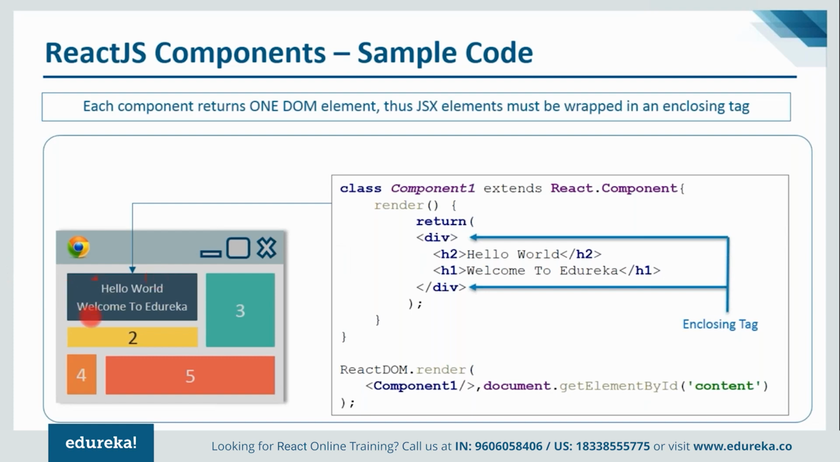Supposing I want to print hello world and welcome to Edureka on this component number 1, then I would have to specify that in HTML tags. And since there are 2 different HTML tags over here which I want to display, I have used the enclosing tags. Now the enclosing tags are what is given inside the div tags, right? In case I just have one HTML tag, then I don't need to use the div. All right, so that's how it works.